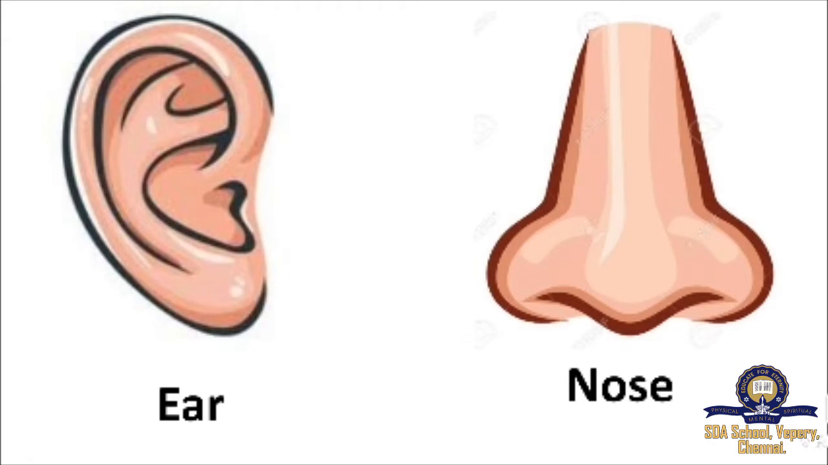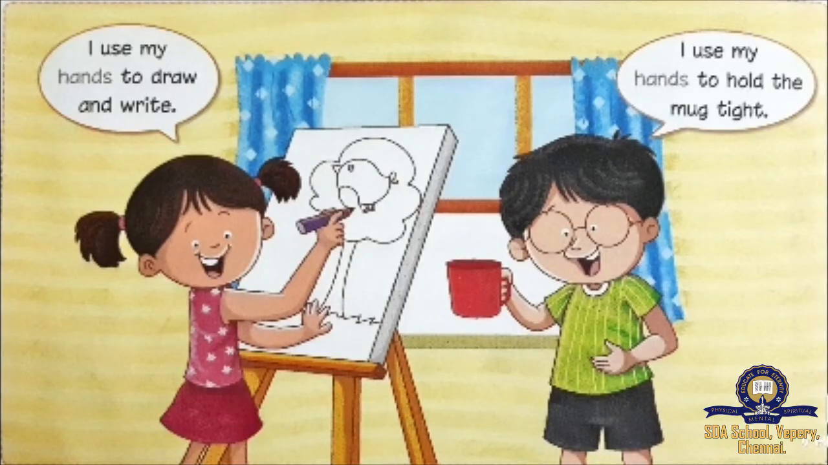Yes. Now, look at here. Who is she? She's a girl and he's a boy. And the name of the girl is Meena. What's the name of the girl? Meena. And the name of the boy is Manu. Meena and Manu. Now, Meena and Manu both are friends.